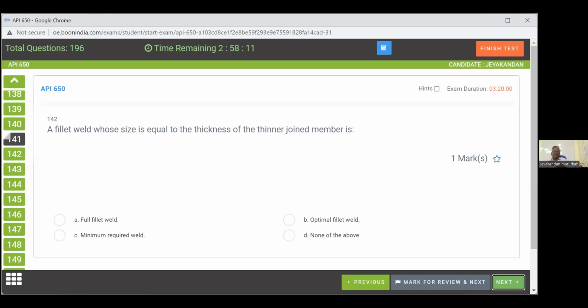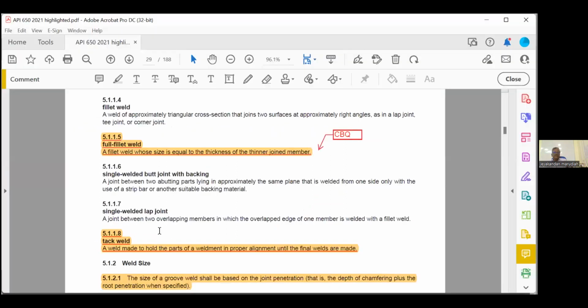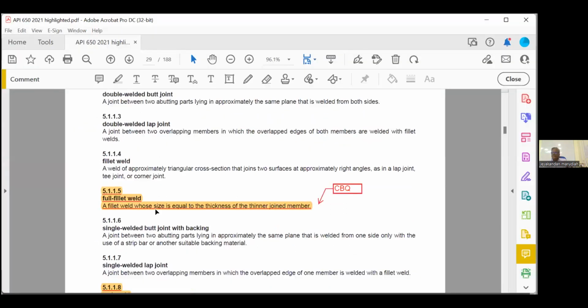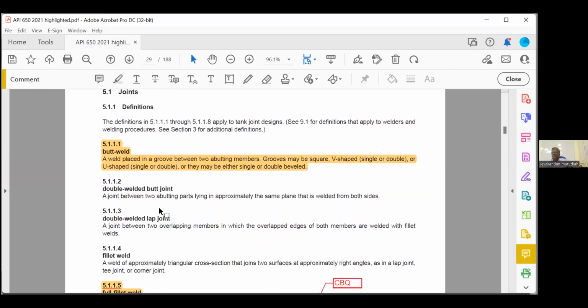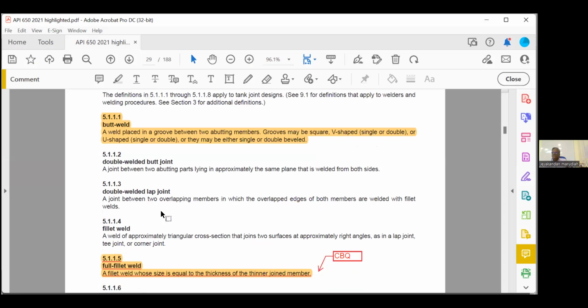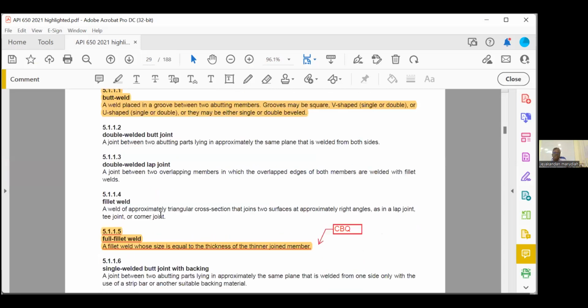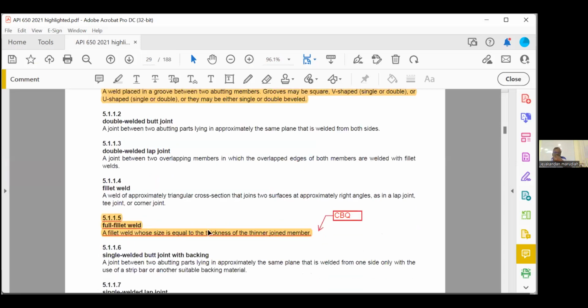A weld whose size is equal to the thickness of the thinner joint member is called a full fillet weld. Where is it given? In terms and definitions, 5.1.15 full fillet weld, on the first page of chapter 5, design 5.1. That is the definition. Okay, next question.